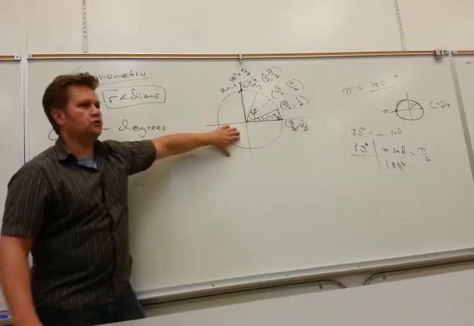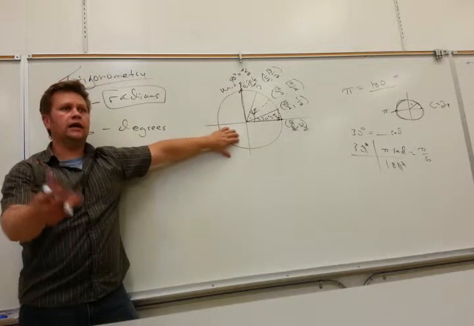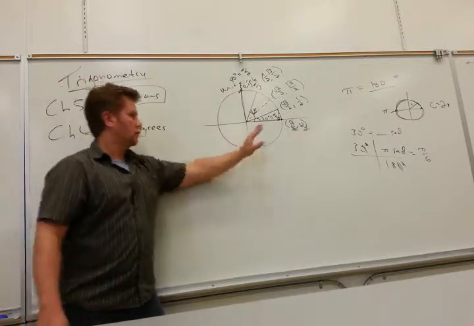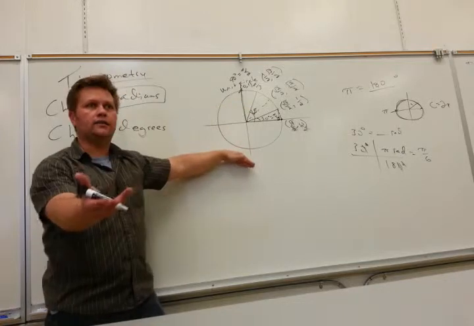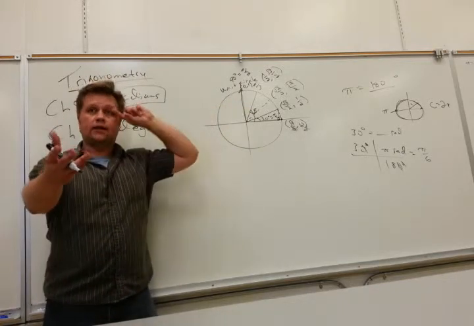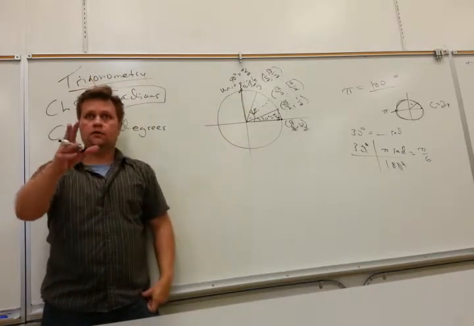What's going to happen in quadrant 3? Both are negative because both the x and the y are negative. Quadrant 4, the y is negative, so sine is negative. Anything related to sine is negative, and so forth. You guys kind of with me?